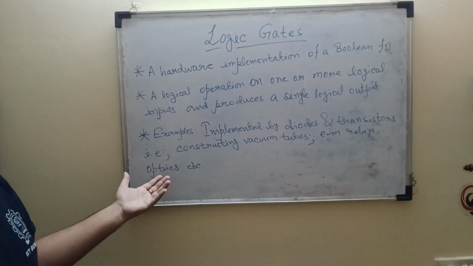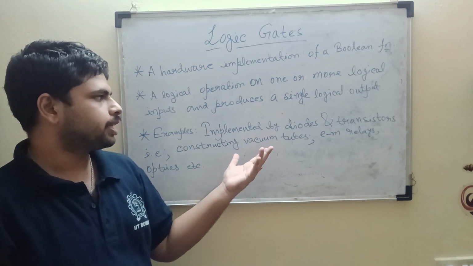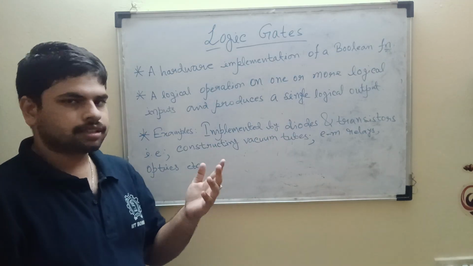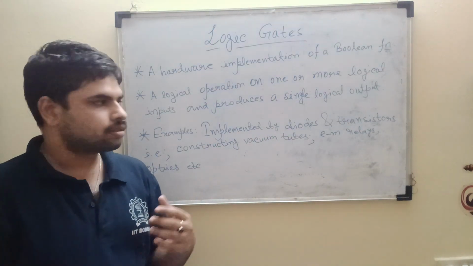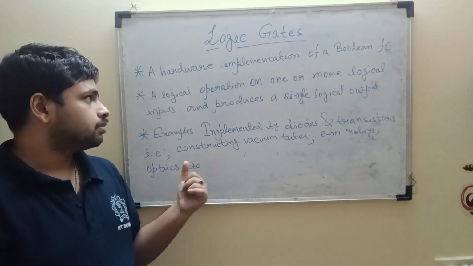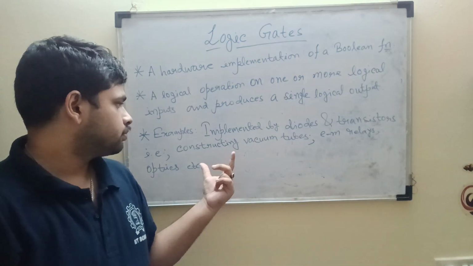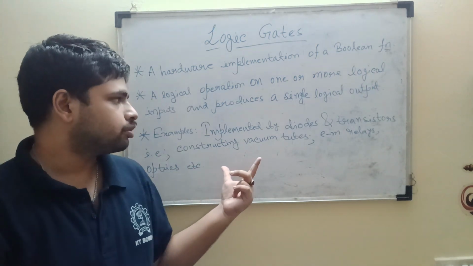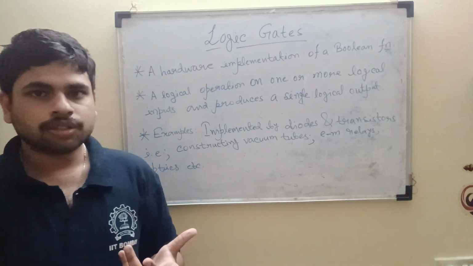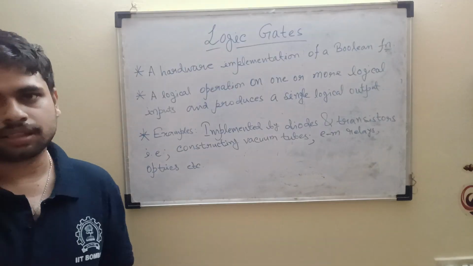The hardware I have mentioned earlier, diodes or transistors, are the main hardware for implementing the logic gates. And logic gates are also used in constructing vacuum tubes, EM relays, and in optics. So next we will talk about what types of logic gates there are.